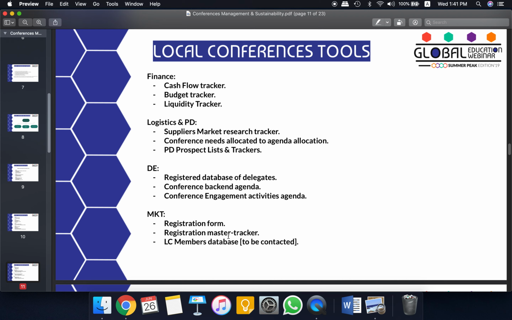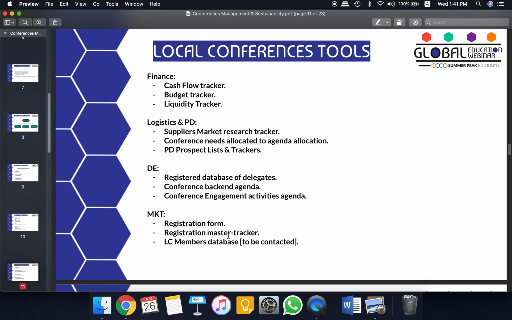Regarding marketing, it's mainly the registration form, the master tracker of the plan, and the LC members database to be contacted. We would have people who maybe didn't register yet but might be interested in such a thing. Tips and tricks, and this is super important regarding the local conferences.